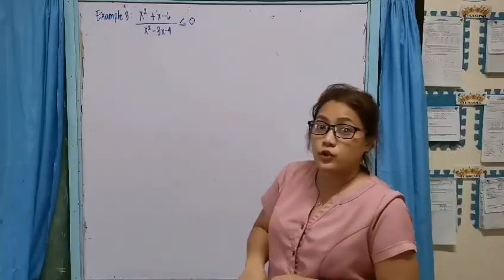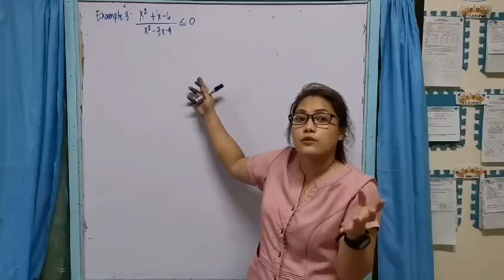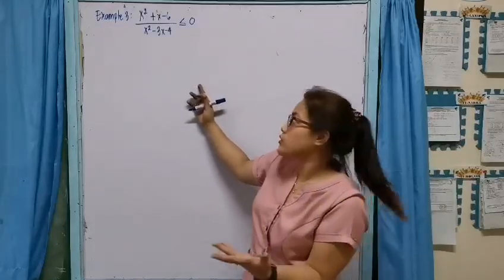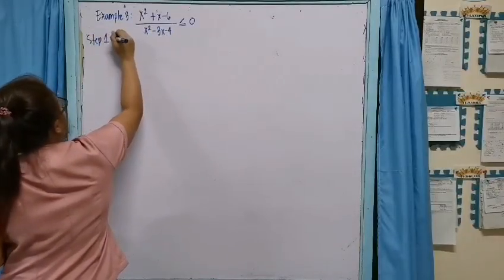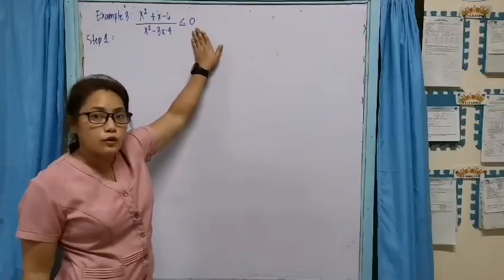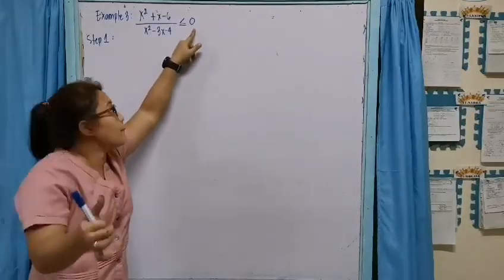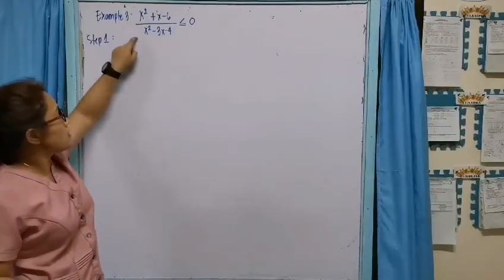So you factor it. Factor the numerator and factor the denominator to make it easier to equate to 0. For this, step 1, we no longer need to move anything to the left because it is already in 0 form. So it's okay. To make it easier, we are going to factor this.